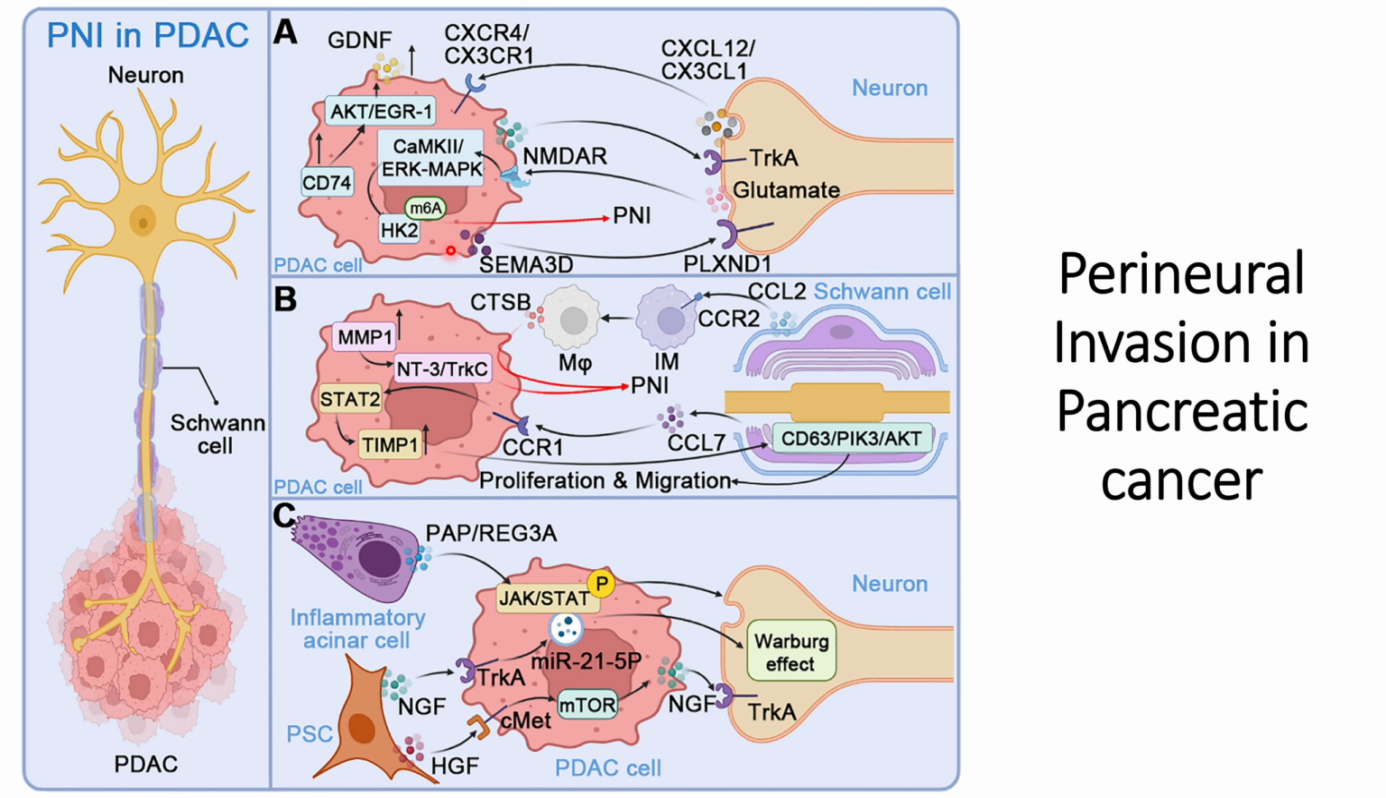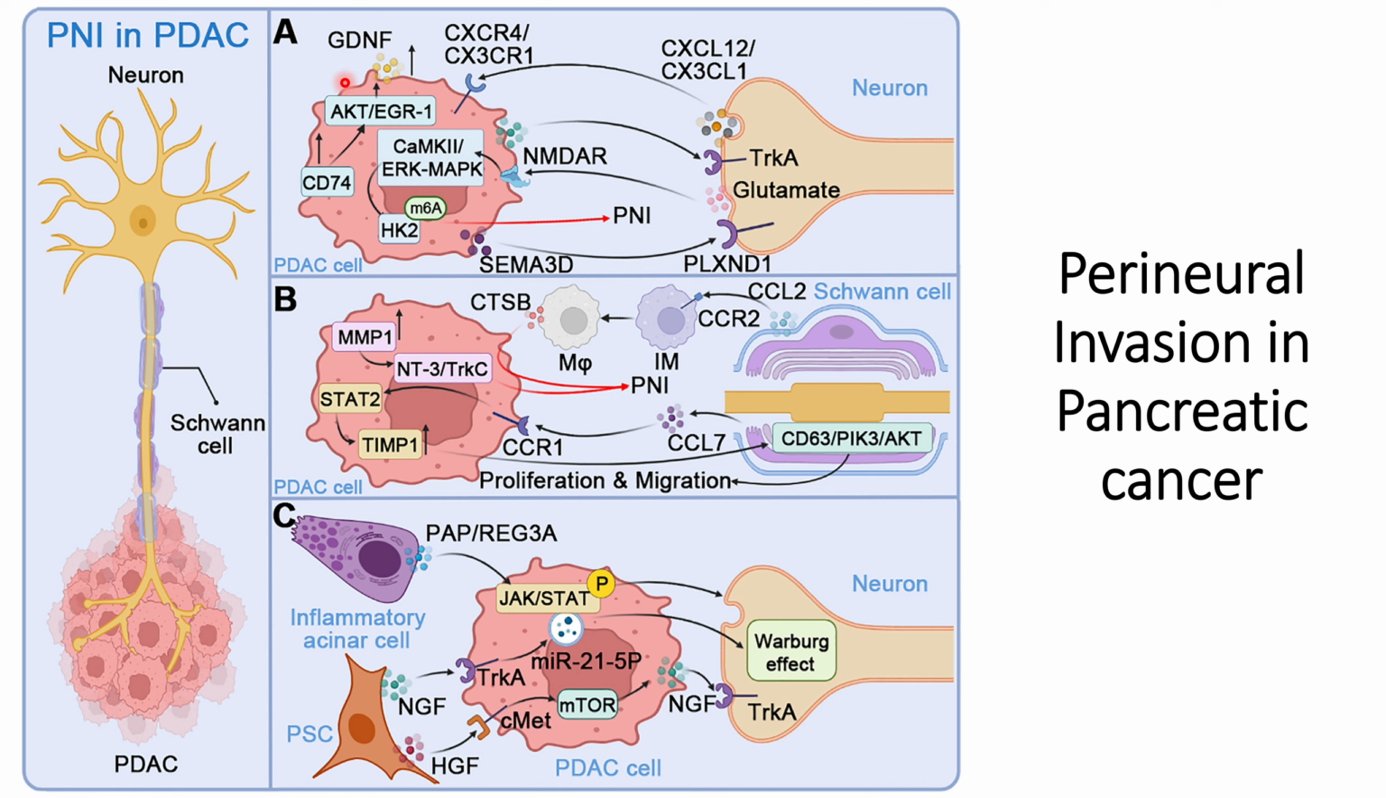The pancreatic cancer cells, PDAC cells, also release SEMA3D, which will interact with the PLXND1 receptors on the neuron, and these interactions also promote invasion and migration of the pancreatic tumor cells through the neuron. PNI, the tumor perineural invasion, means that pancreatic tumor cells are close to the neuron. This is how they look.